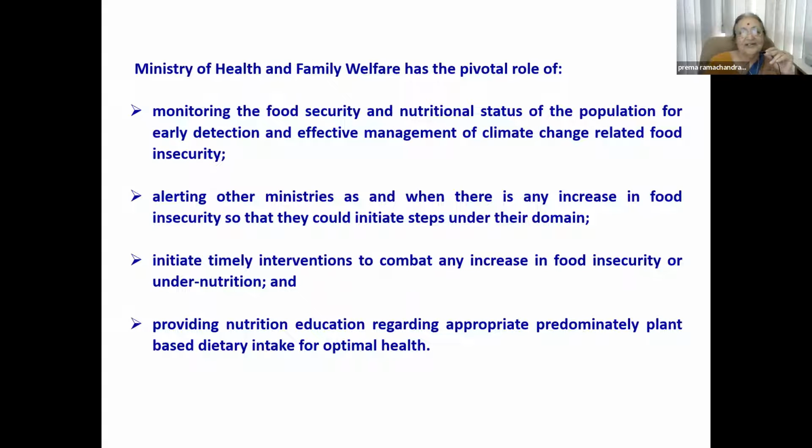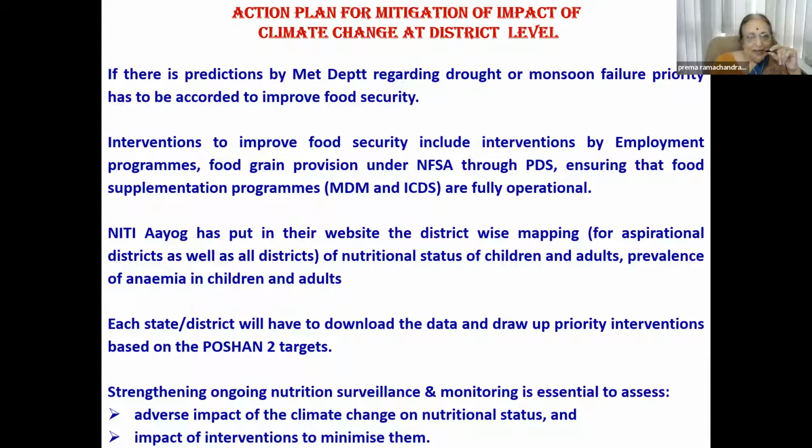The Ministry of Health and Family Welfare really has a pivotal role, therefore, in monitoring food security and nutritional status of the population for early detection and effective management of climate change related food insecurity, alerting other ministries as and when there is any increase in food insecurity or undernutrition. Initiate timely interventions to combat any increase in food insecurity and undernutrition, and provide critical nutrition education regarding the importance of taking a predominantly plant-based, well-balanced diet for optimal health. So, what are the triggers that the Ministry of Health and Family Welfare can use?